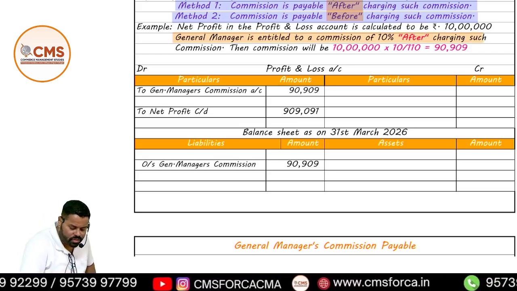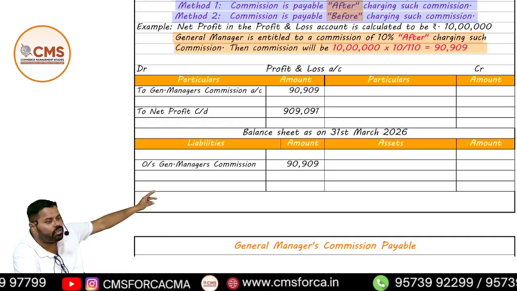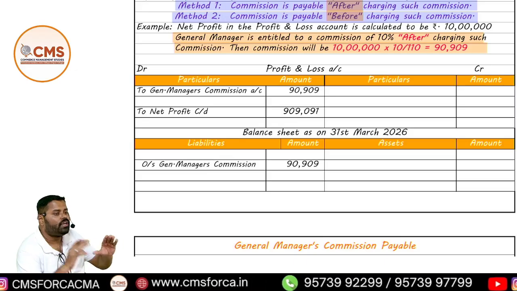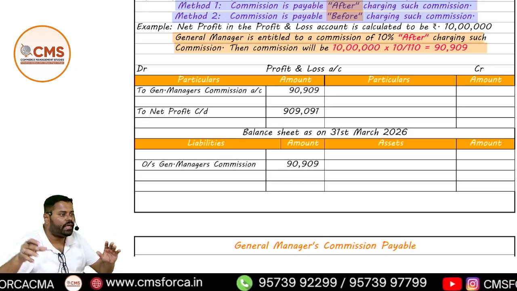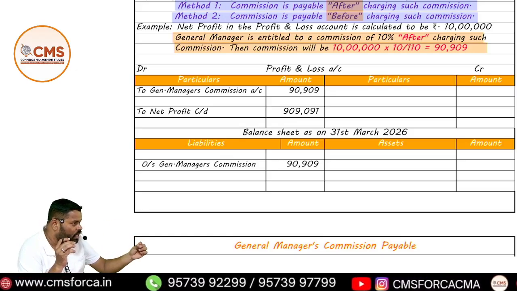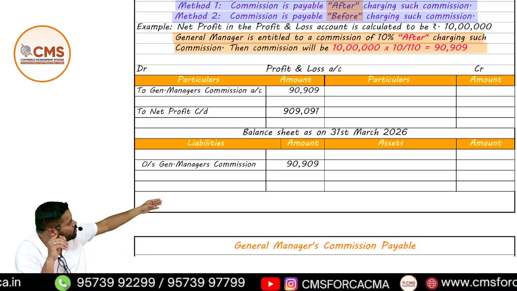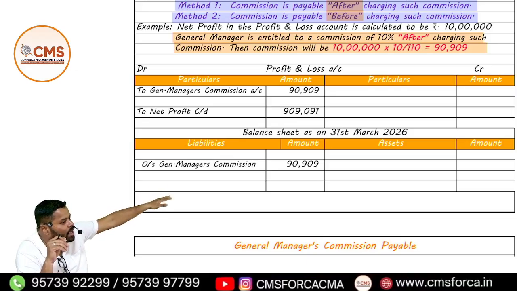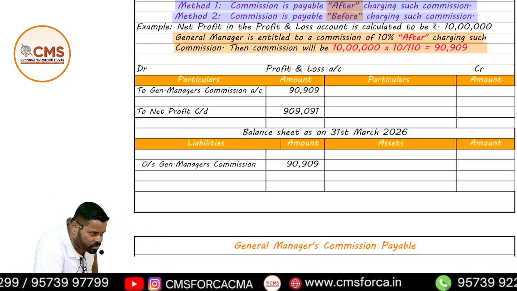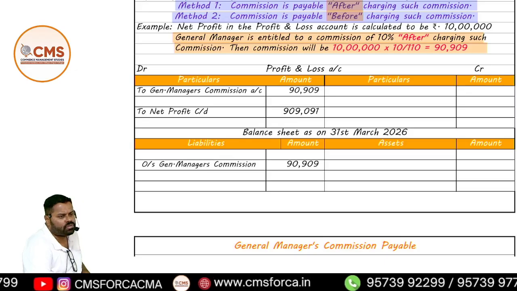So when the wording used is after, you have to calculate it as 10 lakhs into 10 by 110. The meaning of the word after is, whatever 10 lakhs difference you have got between credit side minus debit side, that amount is two things: your net profit and the manager's commission together. Split them. And what am I doing for splitting? 10 lakhs into 10 by 110. What is the amount that you are getting? 90,909 rupees. Or we'll round off to 90,900, or I'll make it 91,000 practically.